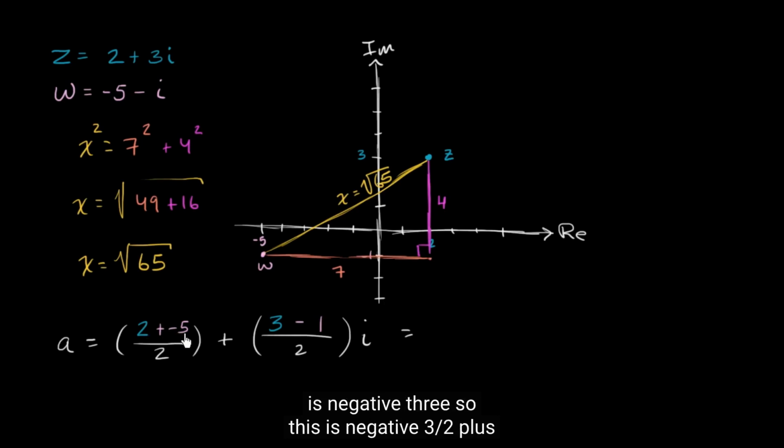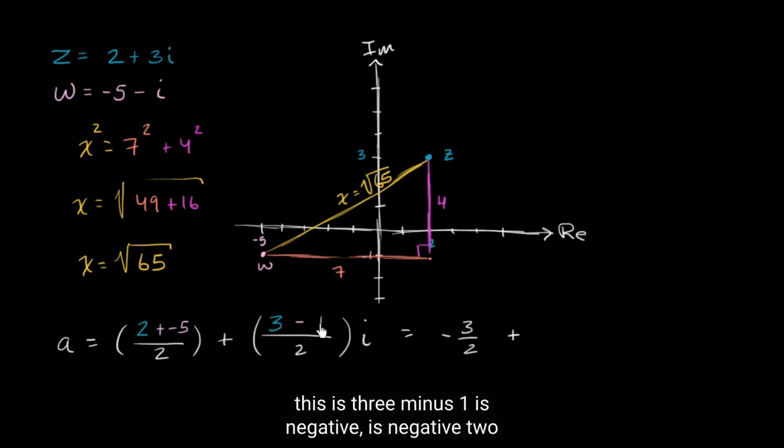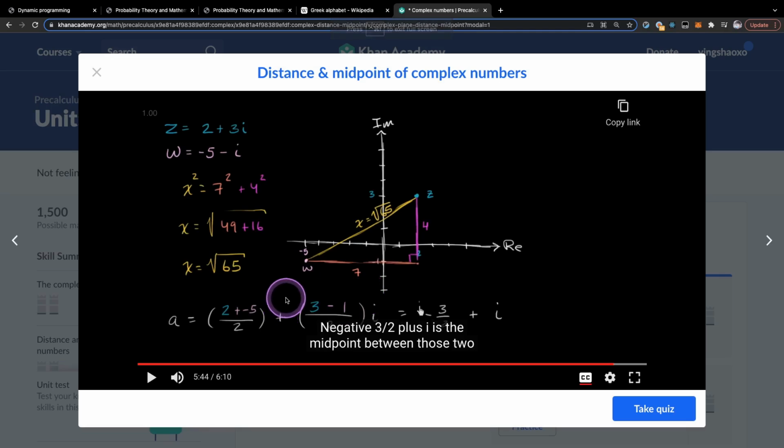and this is equal to, let's see, 2 plus negative 5 is negative 3. So this is negative 3 halves, plus, let me make sure I'm doing this right, I'm taking the mean. 3 minus 1 is 2, divided by 2 is 1. So negative 3 halves plus i. Okay, I got it. So it's nothing different than the traditional calculation. If you want to get the midpoint, you add them up and divide by 2. If you want to get the distance, you use the Pythagorean theorem.